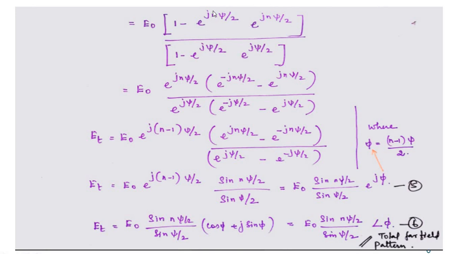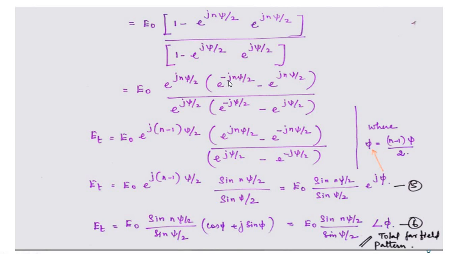And for this I am going to take e power j n psi by 2 in the numerator as well as e power j psi by 2 in the denominator. So you will get e power j n psi by 2 of e power minus j n psi by 2. So see, if we multiply these two terms, we will get 1, because the power will be subtracted, it will be 0, so e power 0 will be 1. So this is a simple modification, and we are getting this expression.